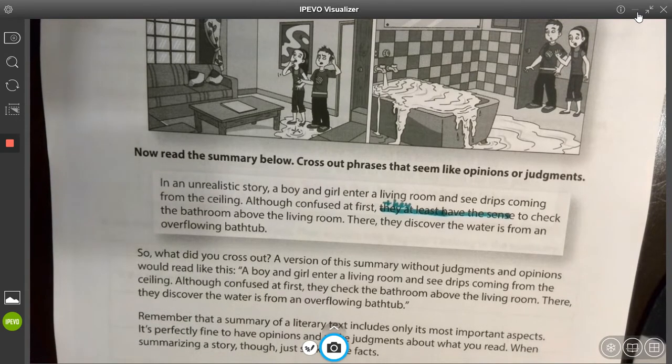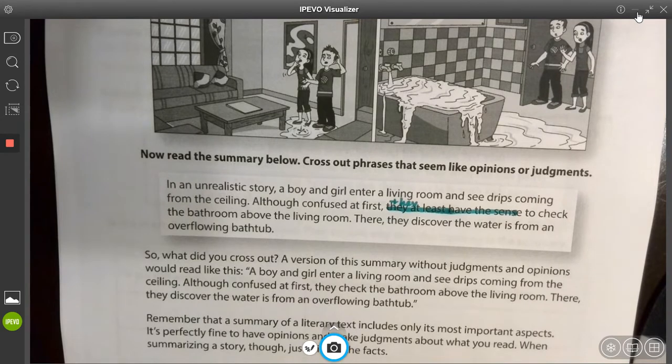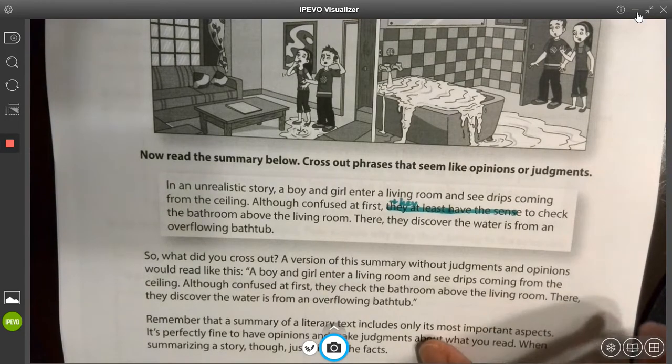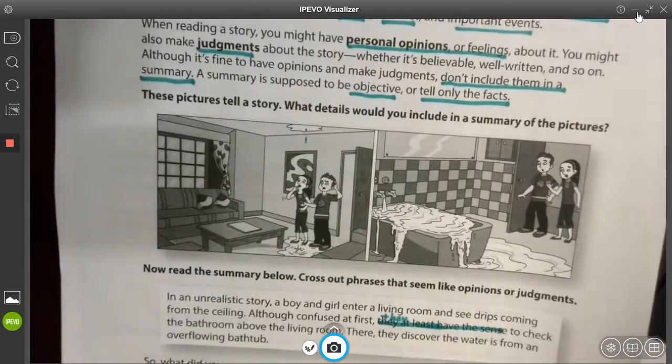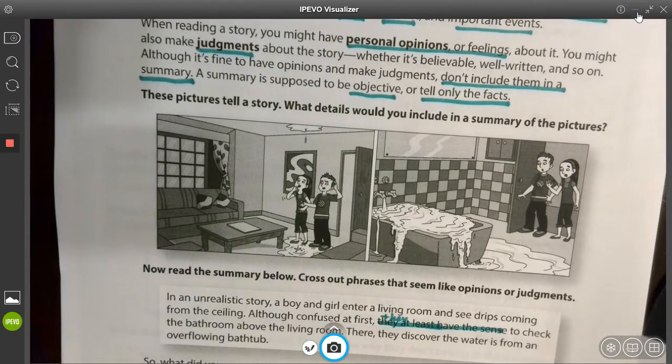Remember that a summary of a literary text includes only its most important aspects. It's perfectly fine to have opinions and make judgments about what you read, but when you're summarizing a story, just stick to the facts. Now, I know that earlier in the year I told you to judge your character when you're reading a book, and I still want you to do that, but if you're providing a summary of the book, don't include a judgment in that. If we're looking at character attributes, then I definitely want you to be more judgy.